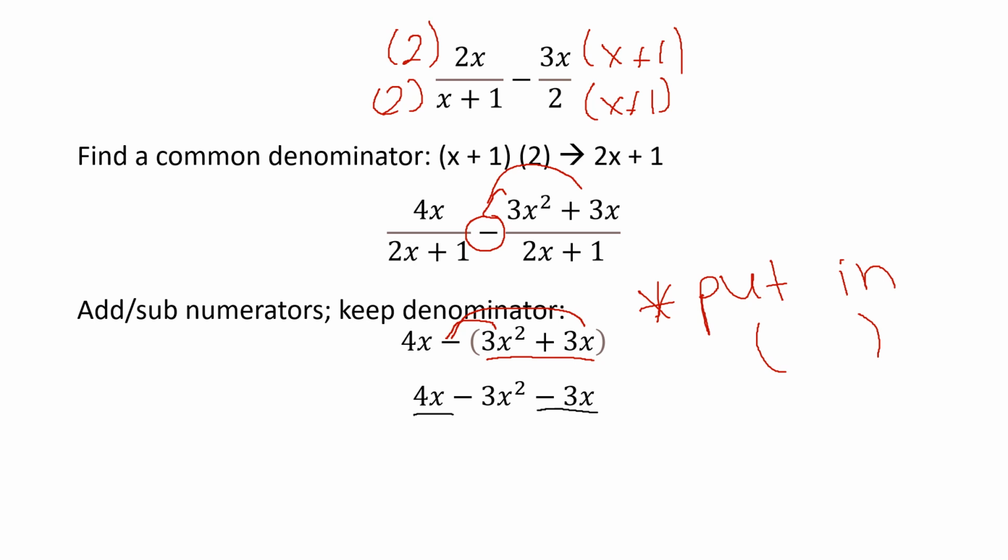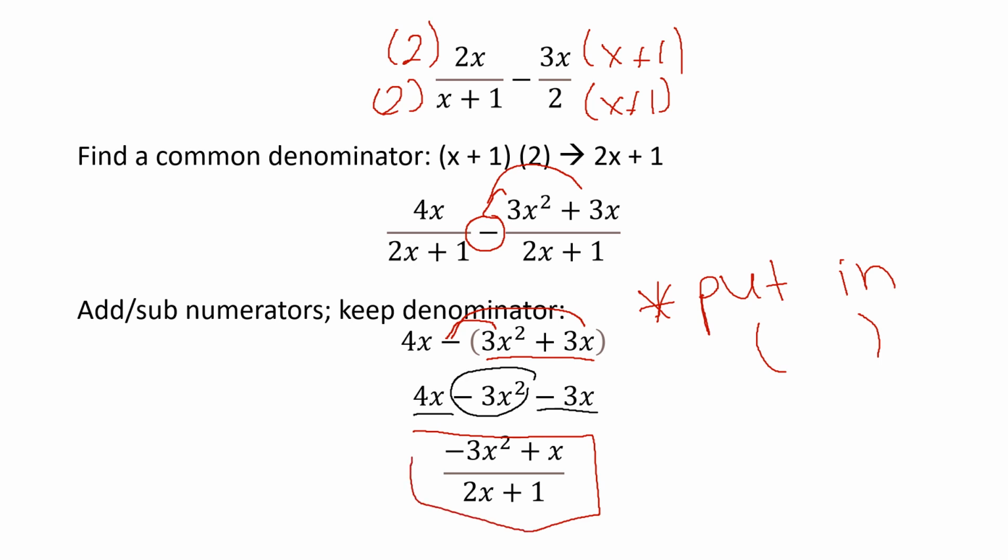So my final answer is going to be negative 3x squared. Make sure you keep the sign. Plus, and you can write the 1x there because 4 minus 3 is 1. More often than not, you don't need to write it. And then your denominator is 2x plus 1. So I know I did that one kind of quickly, but the reason I wanted to do this one was to make sure you distribute that negative out. So let's do a couple more of these together.